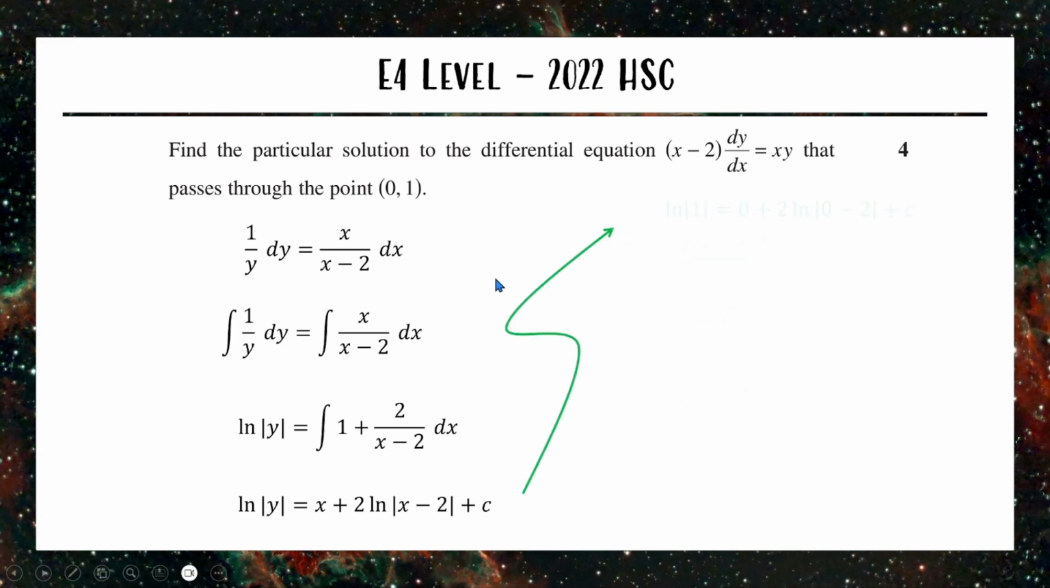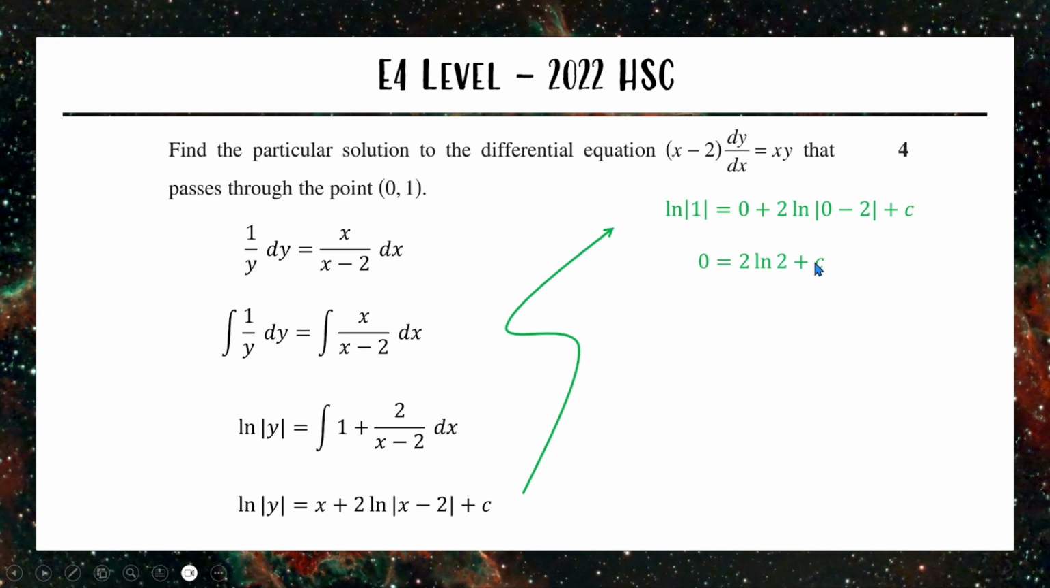Okay, so figuring out our constant, subbing in the fact that when x is 0, y is equal to 1. On the left, you get log of 1, which is just nothing. We get nothing plus 2 times log of 0 minus 2. And this right here is why it's really important that you use absolute values when you integrate with logs, because here the absolute value is going to turn this minus 2 into a plus 2. So we get 0 here, nothing here, we get 2 times log of 2, and then we have constant.